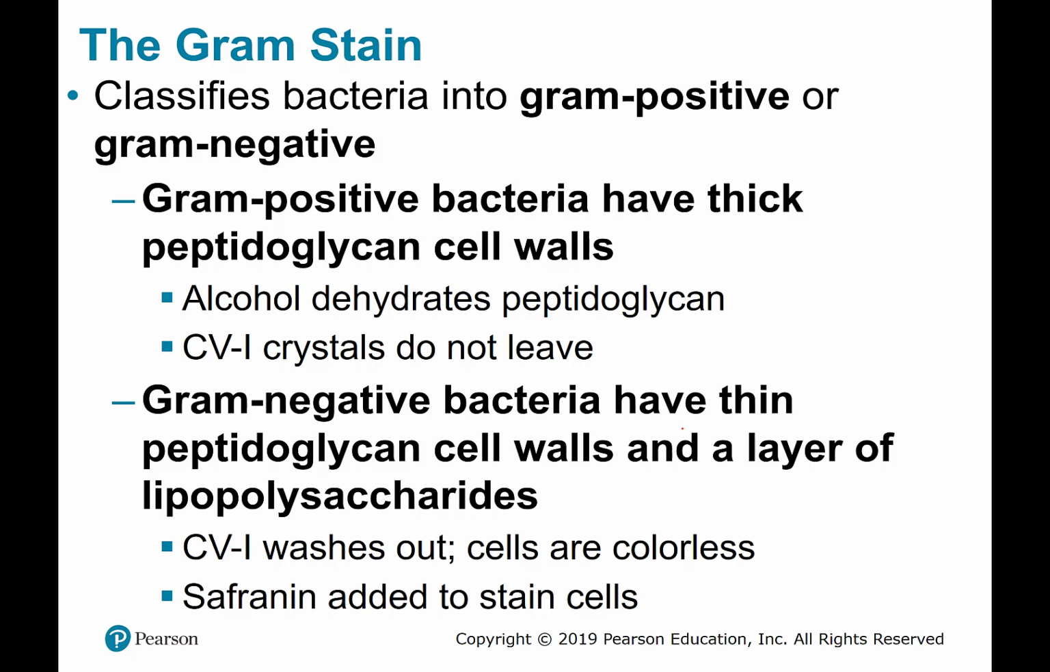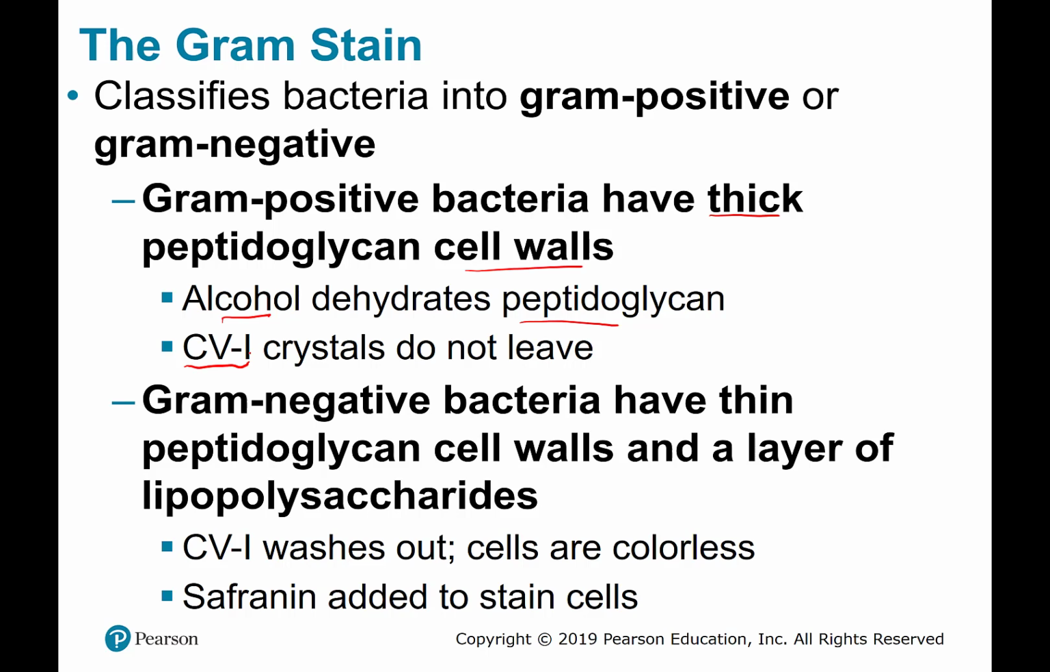So Gram-positive bacteria, I mentioned they have a thick cell wall, and that cell wall is composed of peptidoglycan. So when you apply the alcohol, that third step, it dehydrates the peptidoglycan in the cell wall, and that essentially traps those crystal violet iodine complexes within the cytoplasm, so they cannot leak out.